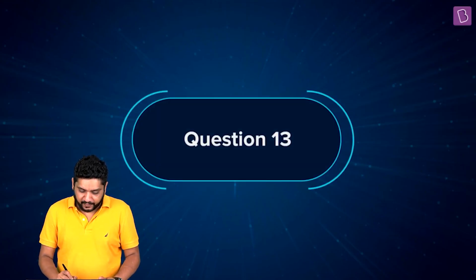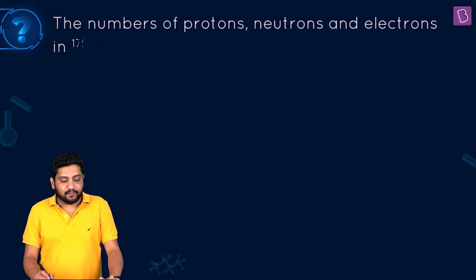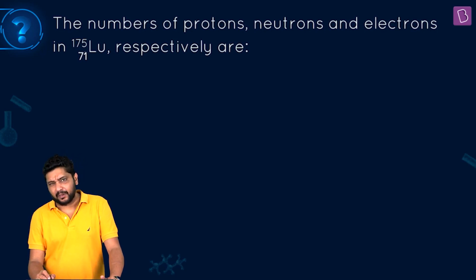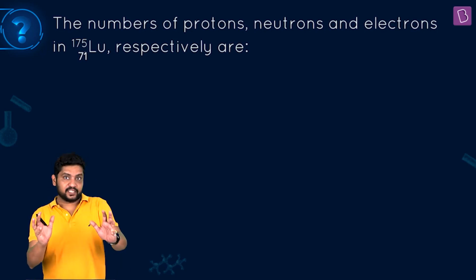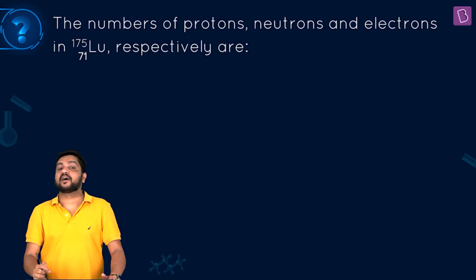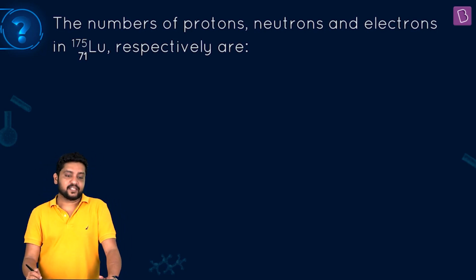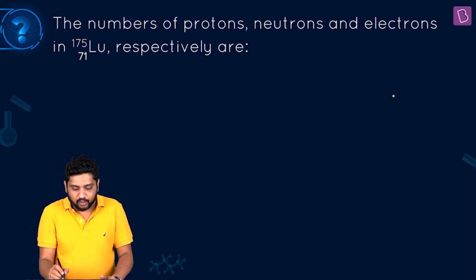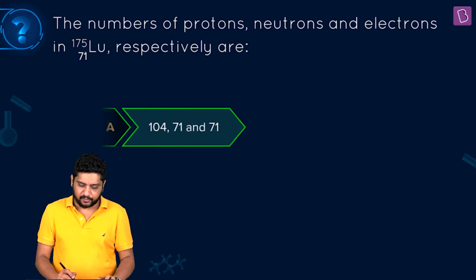Okay, now let's look at the next question. The next question says the number of protons, neutrons and electrons in lutetium 71, 175 respectively are. Simple question. Atomic structure, one of the first things that you do in atomic structure, where the representation of an atom or an element is given, and then you are explained what these individual numbers are, right? So what is asked is protons, neutrons and electrons respectively.